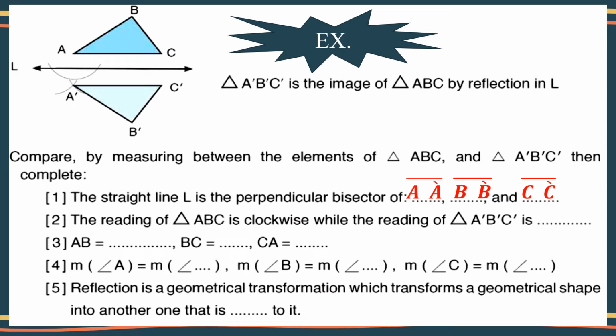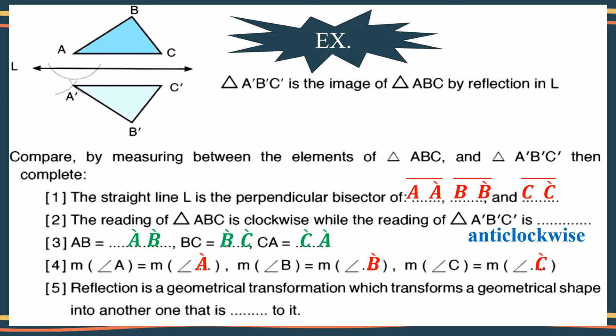The reading of triangle ABC is clockwise, while the reading of triangle A dash B dash C dash is anti-clockwise. AB equals A dash B dash, BC equals B dash C dash, CA equals C dash A dash. Measure of angle A equals measure of angle A dash. Measure of angle B equals measure of angle B dash. Measure of angle C equals measure of angle C dash.